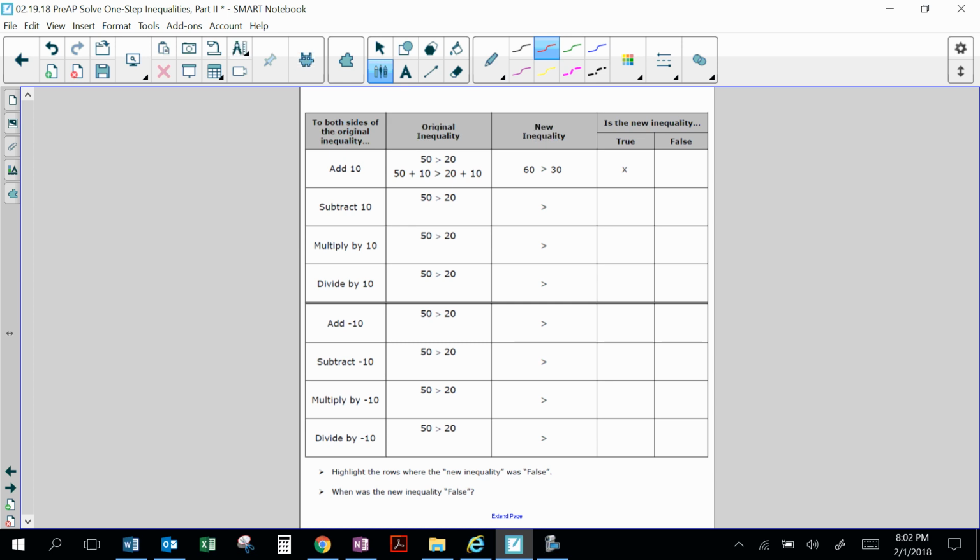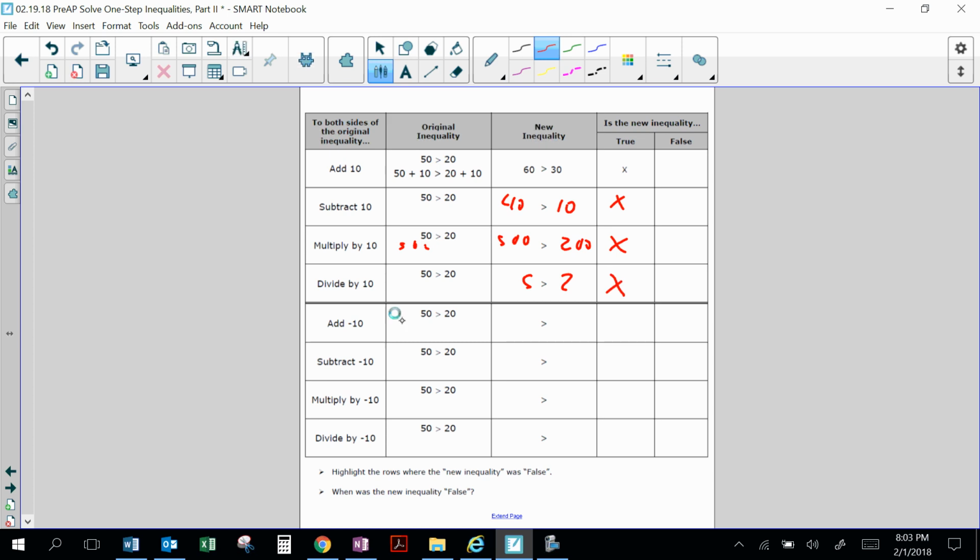So let's start with the first one. I subtract 10 from both sides. That'll be a 40, and this will be 10. Is this true? Yes, it is. 40 is bigger than 10. I multiply 10 on both sides. 500, 200. Is 500 greater than 200? Yes, it is. I divide both sides by 10. That would be 50 divided by 10 is 5. 20 by 10 is 2. Is 5 bigger than 2? Yes, it is.